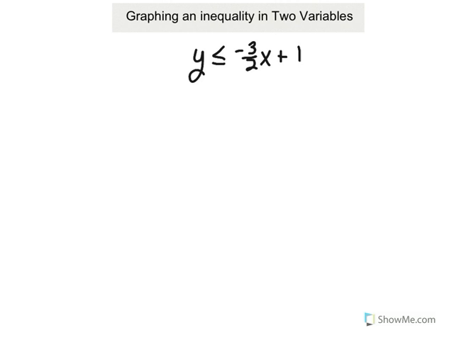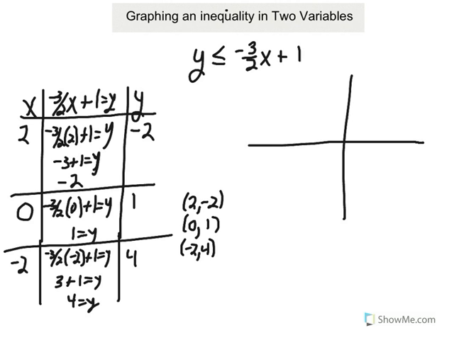Let's take a look at another example. When we do our table of values, we get the points (2, -2), (0, 1), and (-2, 4). So we plot our 3 points on the graph. Only this time, looking at the inequality, we see there's a line underneath the less than symbol. This means we want to draw a solid line because the line is included in the solution set. Looking at the inequality, we see that y is less than the line, so we would shade below the line.